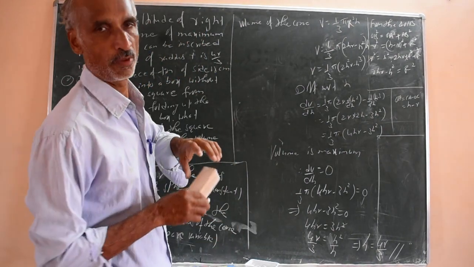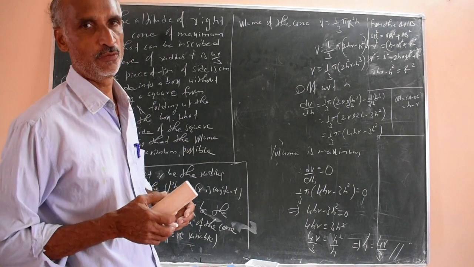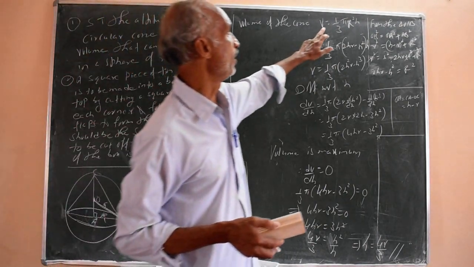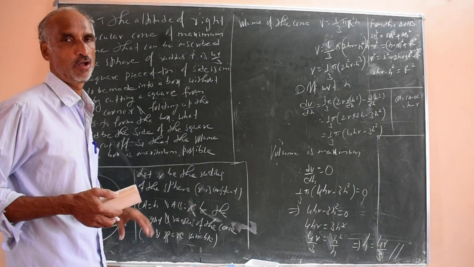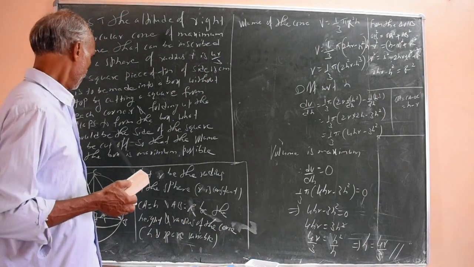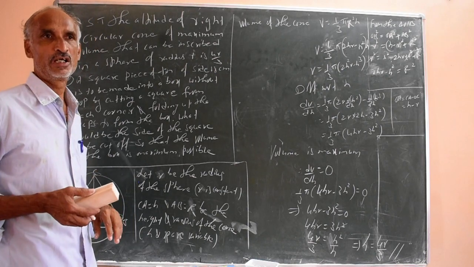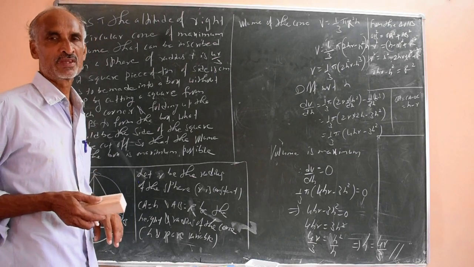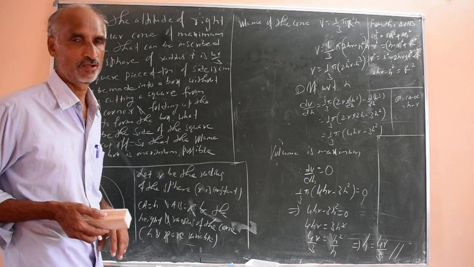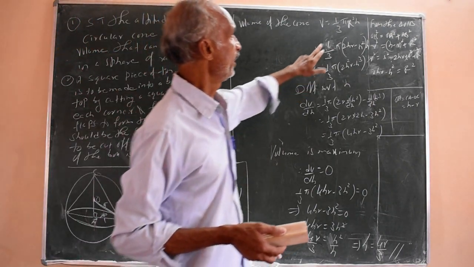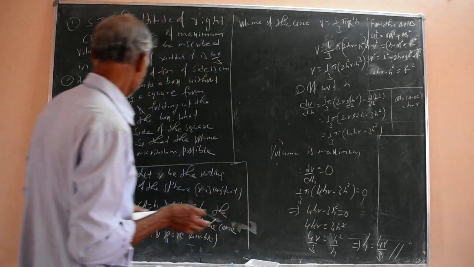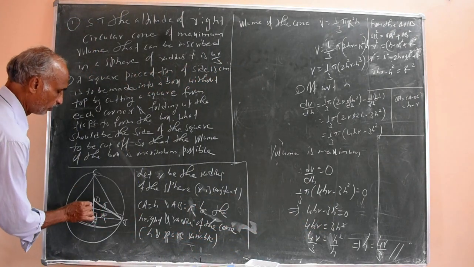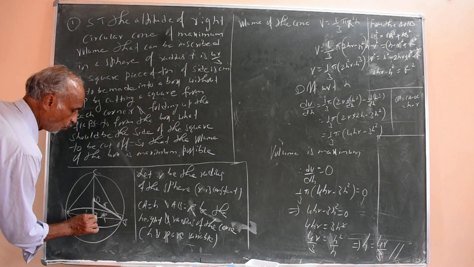Volume of the cone formula: since volume is to be maximum, take the volume equation, 1 by 3 pi R square. Capital R is taken as the radius of the cone, because small r is the radius of the sphere. Then the two variables R and h will be converted to a single variable. So consider the right angle triangle OAB.